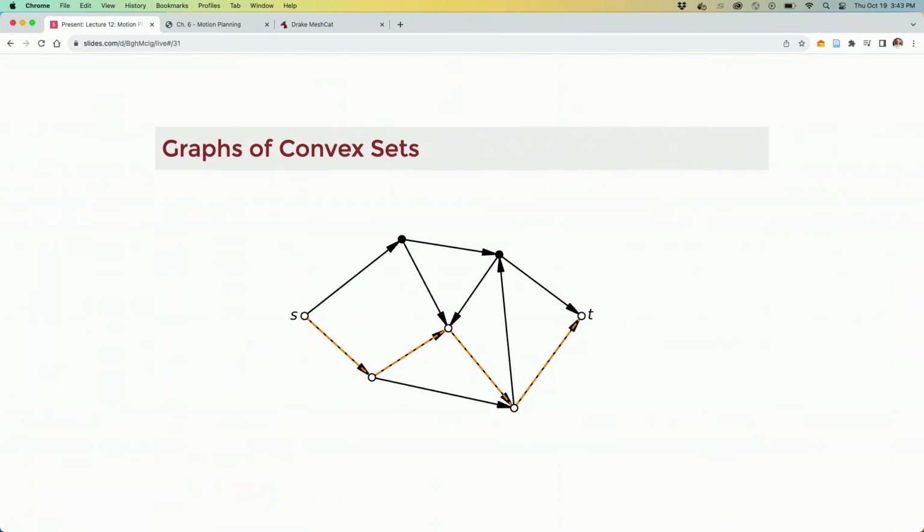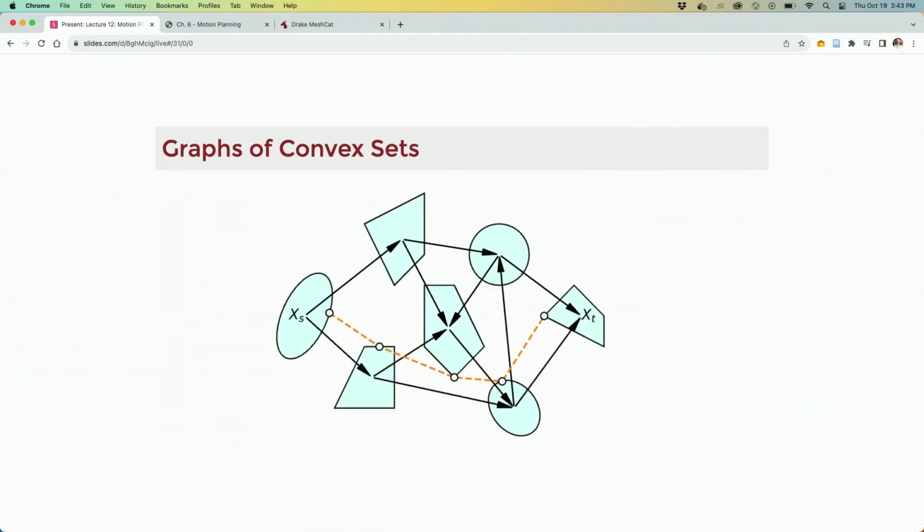So the PRM had to do graph search, right? So we just had discrete points, vertices, edges. We just had to find a path from the start to the goal. Maybe we wanted to find the shortest path from the start to the goal. That's a very well understood problem. We have lots of good algorithms for solving it. So the extension that we've been working on, this graph of convex sets, generalizes that.